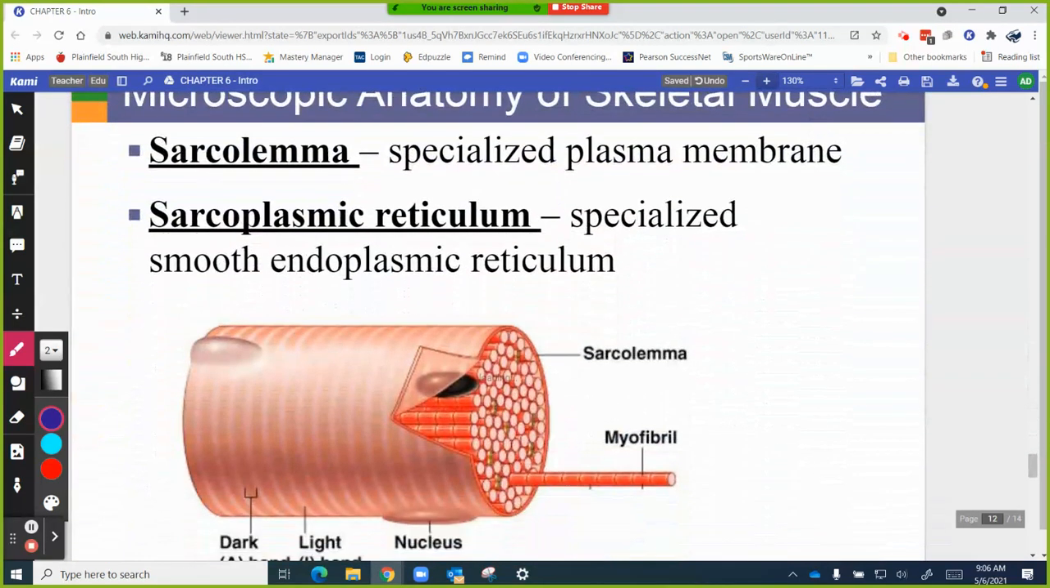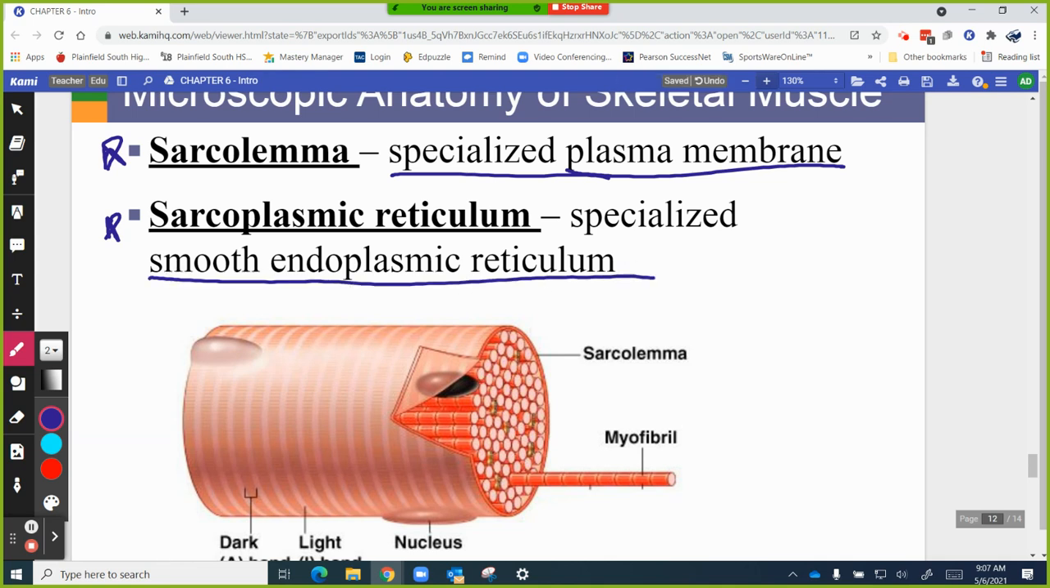Other things we need to remember: the sarcolemma is that specialized plasma membrane. Then there is this thing called the sarcoplasmic reticulum. It's a type of smooth endoplasmic reticulum, and it's involved in moving things around inside of the muscle cell. A lot of times, this is how ATP, protein, calcium, and sodium move around inside of that cell.